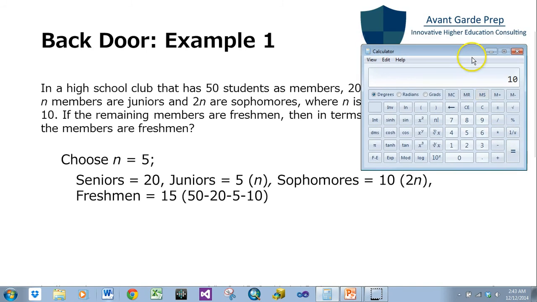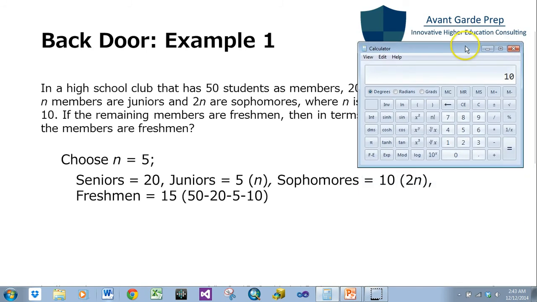Now if we want to find out how many freshmen there are, we'll have to actually do a little bit of math, and because we do know that there are 50 students, we can subtract these other classes from them and calculate how many freshmen there are. So we'll enter 50, that's the total number, minus the number of seniors, which is 20, minus the juniors, which is 5, minus the sophomores, which is 10, and that gives us 15. So we have 15 freshmen.